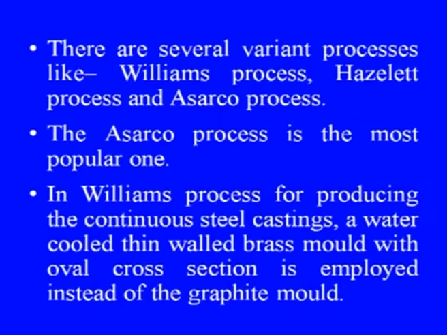There are several variant processes like the Williams process, Hazelett process, and Asarco process. The Asarco process is the most popular one. In the Williams process, for producing continuous steel castings, a water cooled thin walled brass mold with oval cross section is employed instead of the graphite mold. The more popular variants are the vertical type and the horizontal type, wherein the obtained casting is bent by the rollers. This is also shown in figure 1. The horizontal process, on the other hand, provides greater flexibility and larger lengths.